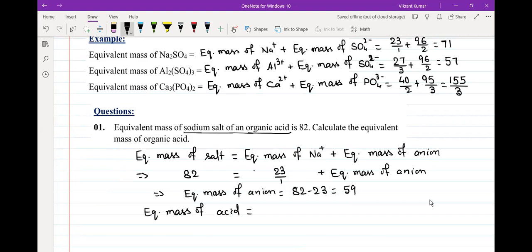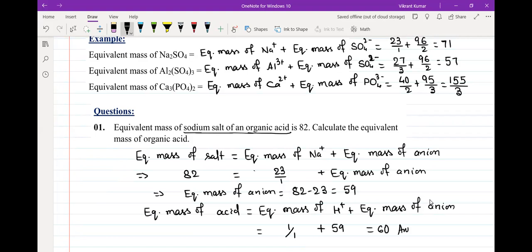acid, it will be equivalent mass of H plus, plus equivalent mass of the same anion, and that's why we'll write it will be 1/1. One is the atomic mass and one is the magnitude of charge, and that we have already calculated 59, and that's why total 60 will be the answer. Is it okay?